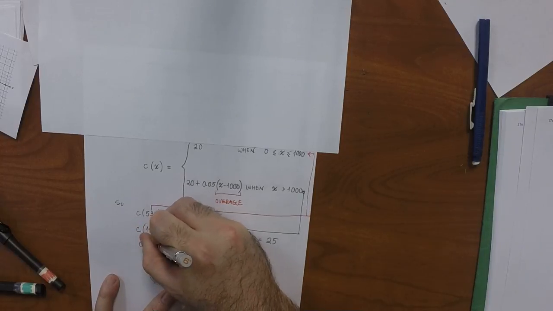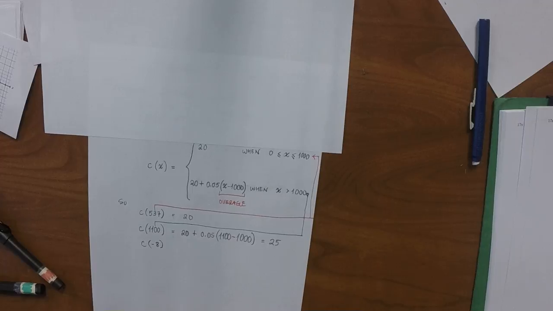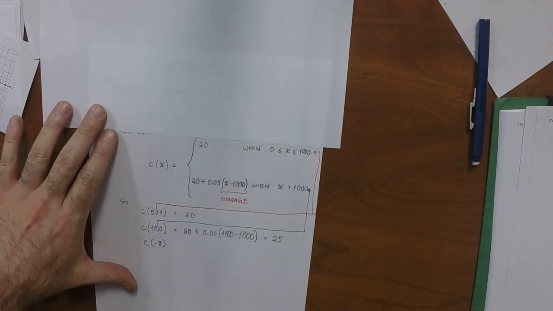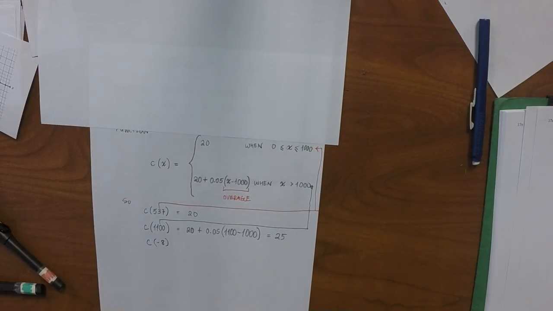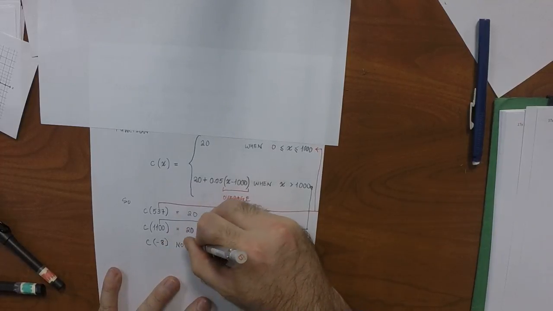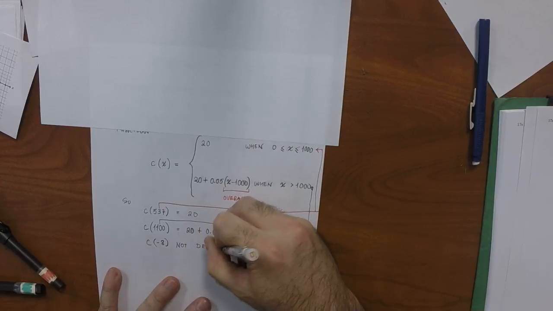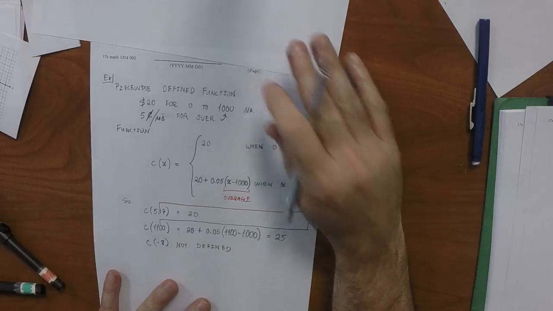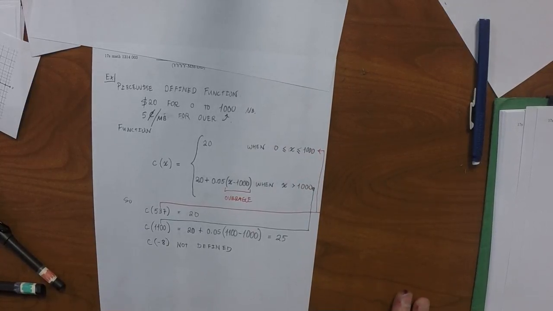C of negative 8? Yeah, it doesn't match any clause. It doesn't match the first one. It doesn't match the second one. So what's the correct way to respond to such a question? This is not defined. So it's not defined according to this mathematical definition here. And of course it's not defined according to the story either, right? What would that mean? I downloaded negative 8 megabytes. I guess that means that the cell phone company downloaded from you. I'm not real sure what that means. It doesn't mean anything.